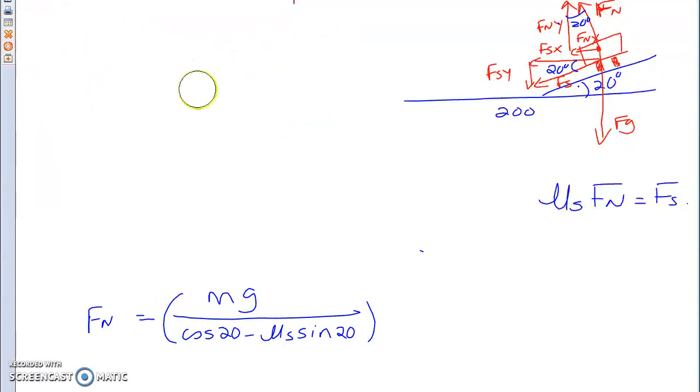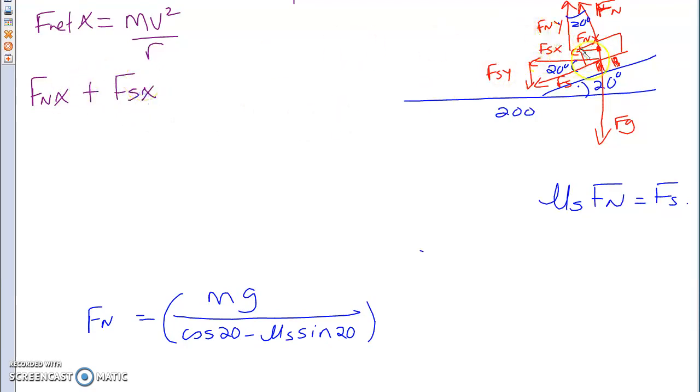Okay. All right. Now we're going to do the Fnet x, which equals mv squared over r. Now in the x direction, I've got a few different forces. I've got Fnx, which is going this way, as you could see, right? But I also have Fsx going this way. See, Fnx going towards the west, and Fsx also going towards the west, which equals mv squared over r.